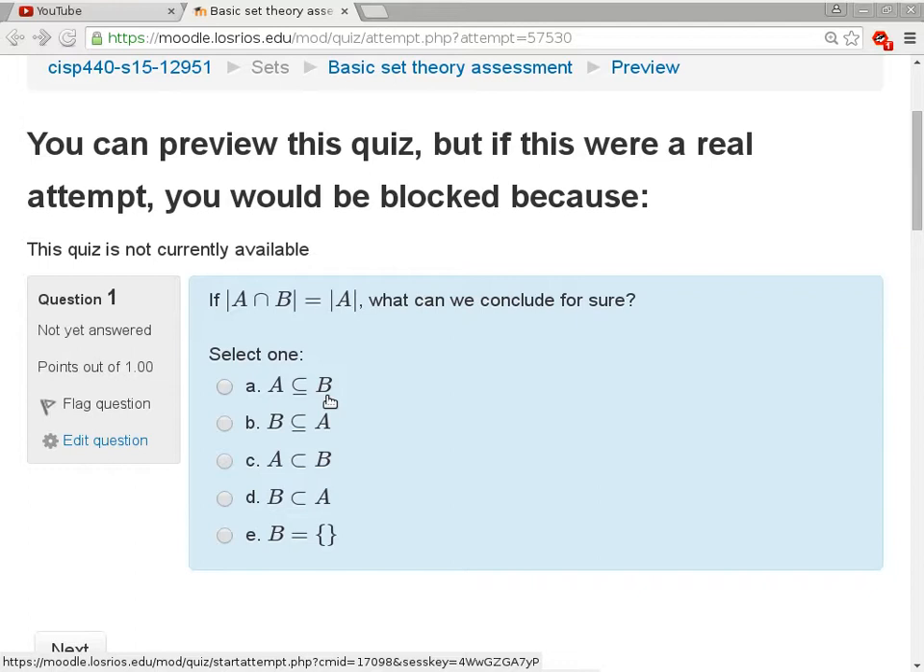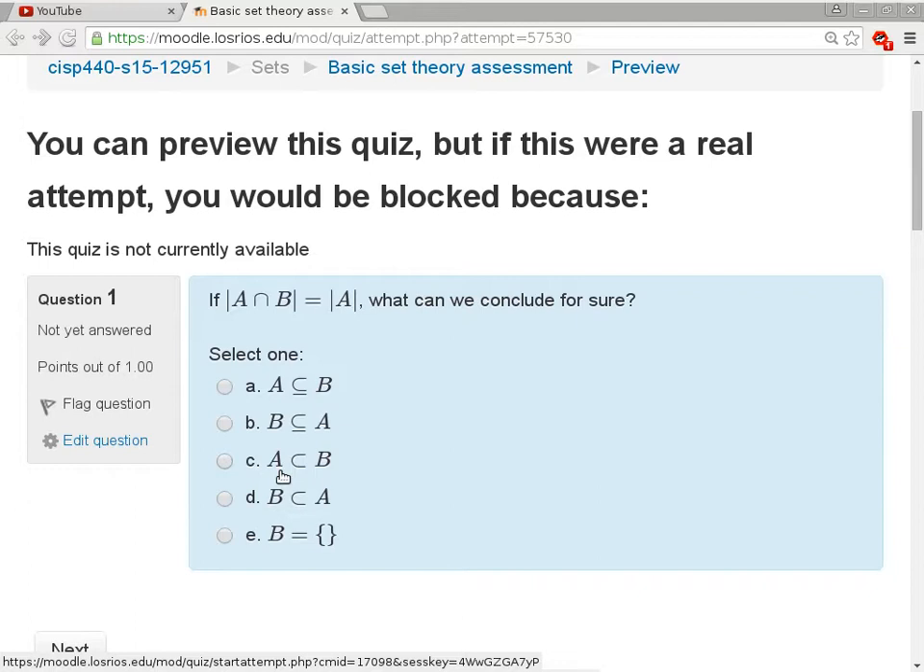Now let's take a look at B. B is a subset of A. That doesn't make sense because if B is a subset of A, then the intersection would have fewer elements than the number of elements in A, potentially, and not equal to. C, A is a proper subset of B. So in this case, A is a proper subset, which means there has to be at least some differences between the two sets. But they can be the same.